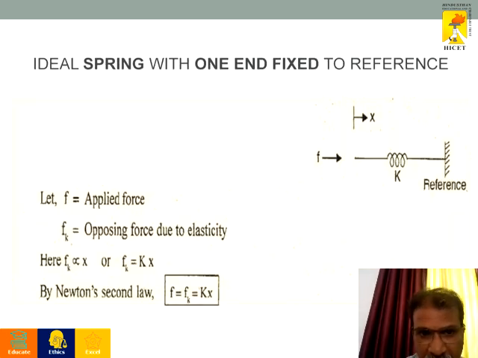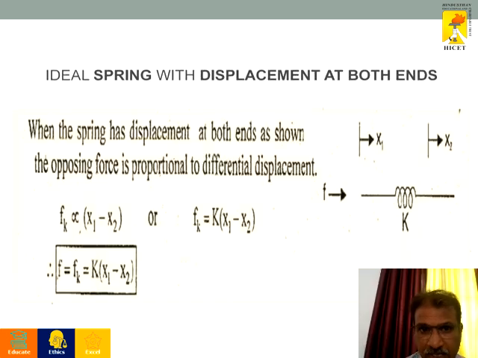Next, we'll see the spring with one end fixed to a reference. So this is fixed to the reference and it has a displacement x. So let's see what is the formula. Using Newton's second law, F is equal to Fk, that is equal to Kx. Next, we'll see what happens if the spring is having displacement at both ends, that is x1 and x2. So we replace the same formula with F is equal to Fk, that is equal to capital K, x1 minus x2.